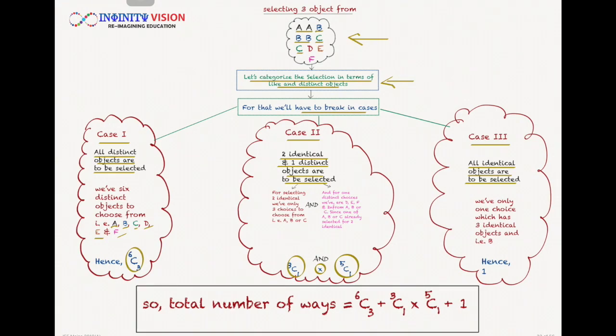Now, going into the case 3 part, we have to select all identical. So for all 3 identical chocolates, A cannot give me all 3 identical because A only has 2, C cannot give me, it has only 2, D, E, F have only single chocolates. So only the B category has the potential to give me all 3 chocolates which are identical. So the answer is going to be 1. So the total number of phases, since things are in cases, as we have understood that in cases we add, is going to be 6C3 plus 3C1 into 5C1 plus 1.